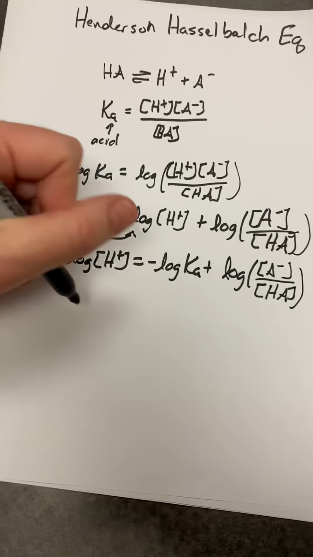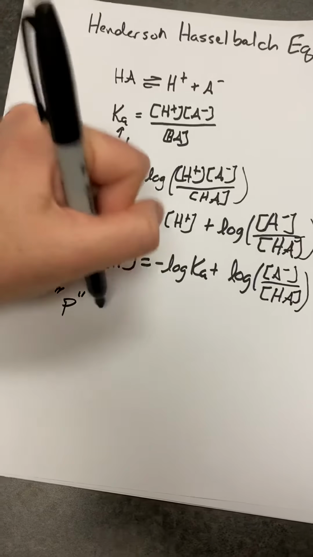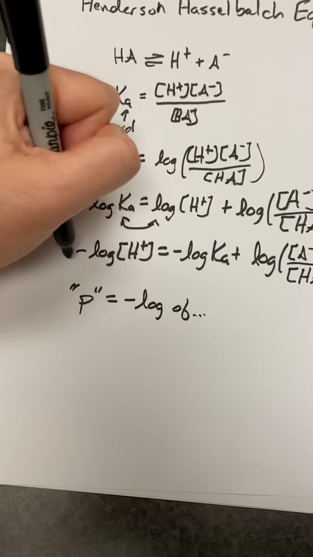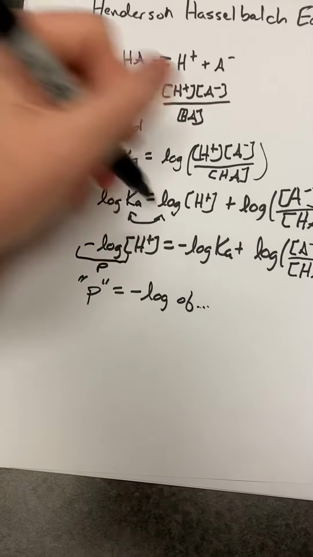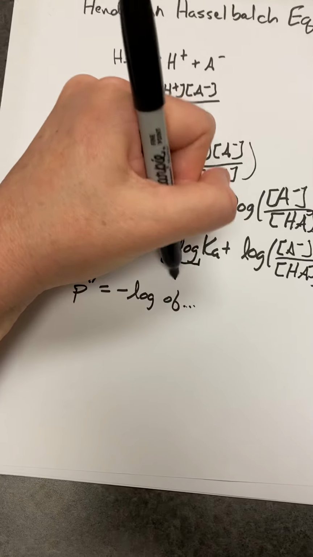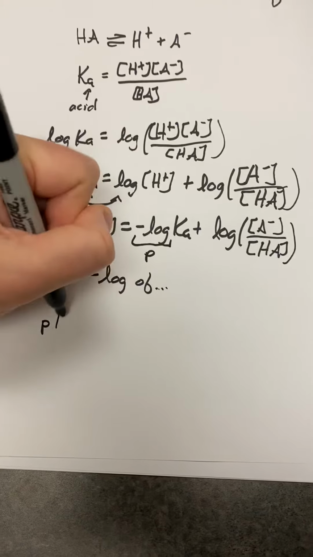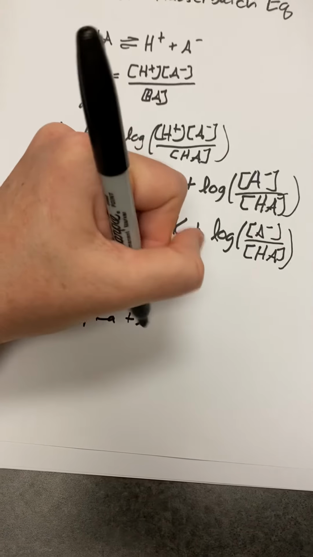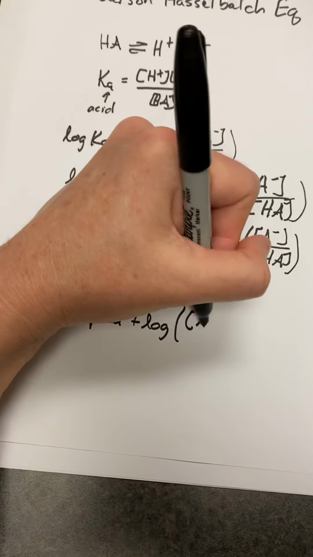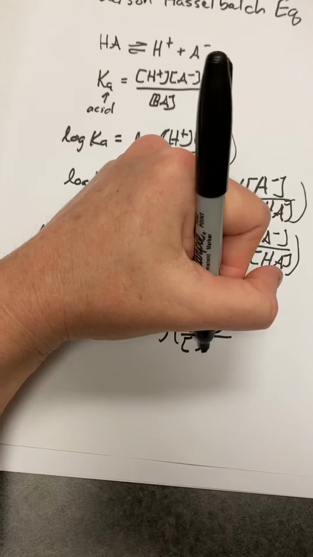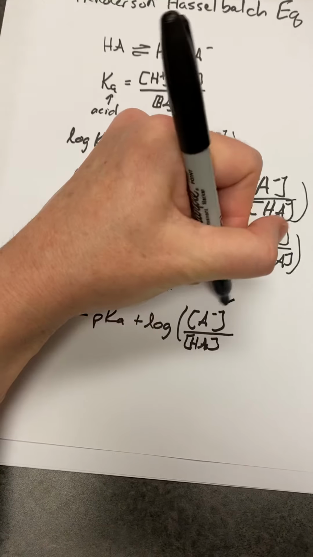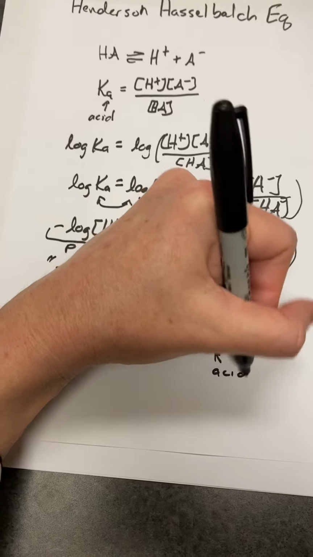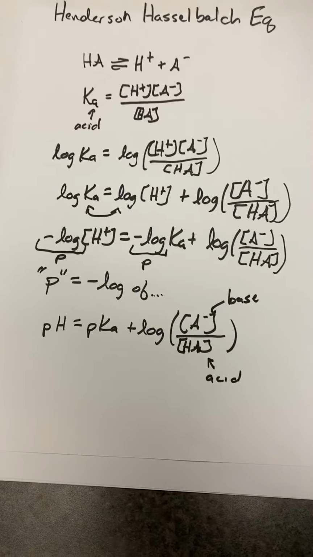Now, oftentimes you see the notation P. P essentially means negative log of. So here we can take this negative log of and substitute it with a P. And here we take this negative log of and we substitute it with a P. And what you get is pH equals pKa plus the log of the concentration of the base over the concentration of the acid. And this is the equation.